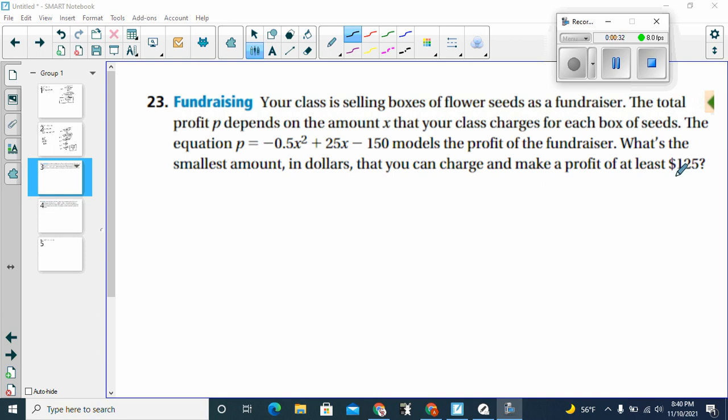So let's find how much we can charge if we want our profit to be exactly $125. We can do that by plugging 125 in for P. So if we want our profit to be 125, we should be able to find what prices match up with a profit of 125.